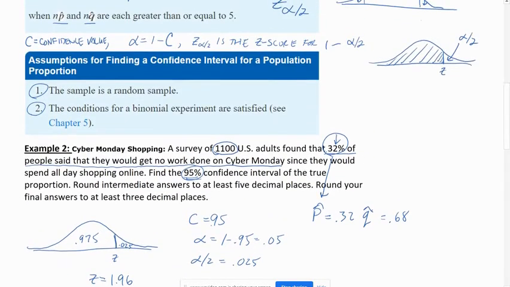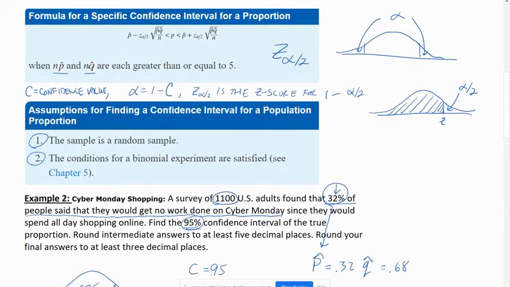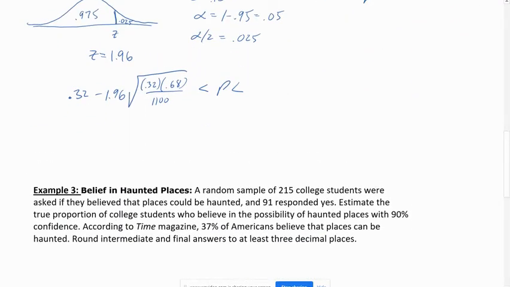And so looking back at the formula again, this is what we did. We did p hat minus, this is our z sub alpha over 2, which turned out to be 1.96. Then we did the square root of p hat q hat divided by n, and that's less than p. And now on the right side of the less than sign is, again, p hat, but this time it's plus the same expression that we just calculated. So it's going to look very much the same as what we wrote over here, except this is going to change to plus. So this is 0.32 plus 1.96 square root of 0.32 times 0.68 over 1,100.